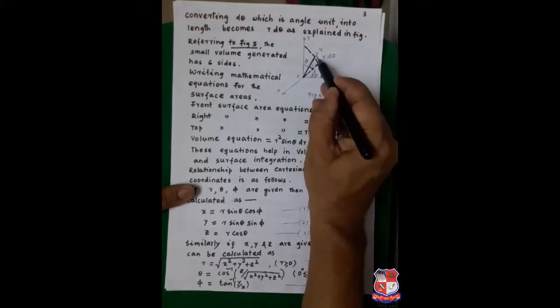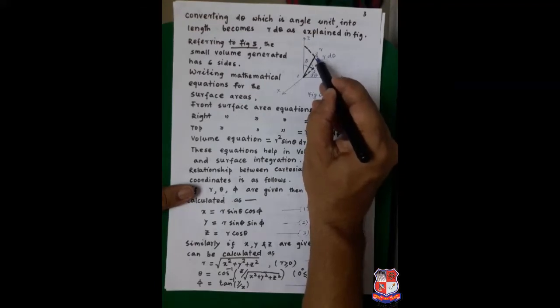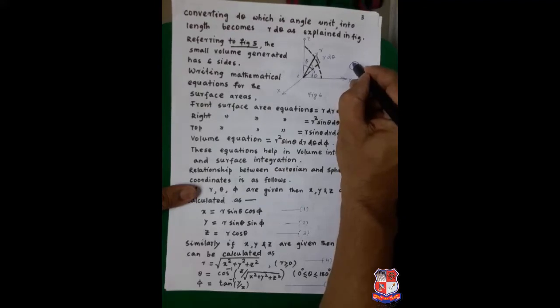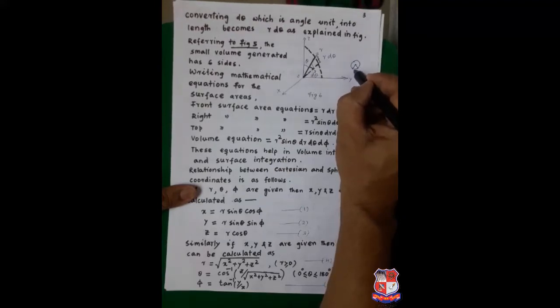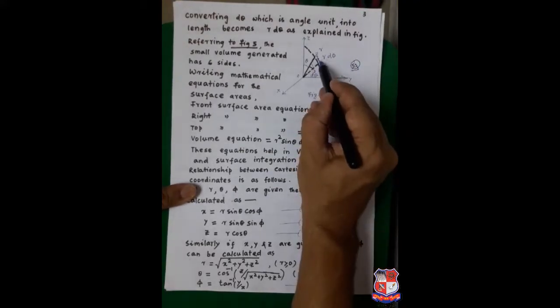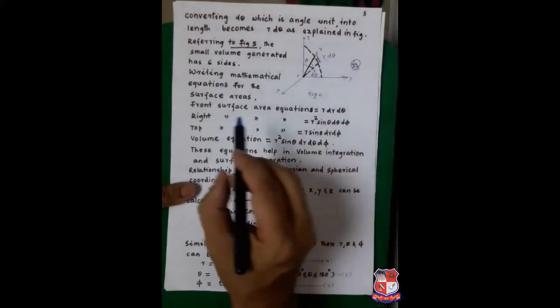So what will be the length of this? This will be r into d theta. That is, you can say the chord of a circle. If this is a circle, we can find the length of this chord as radius into angle. So in that way, this length will be r into d theta.